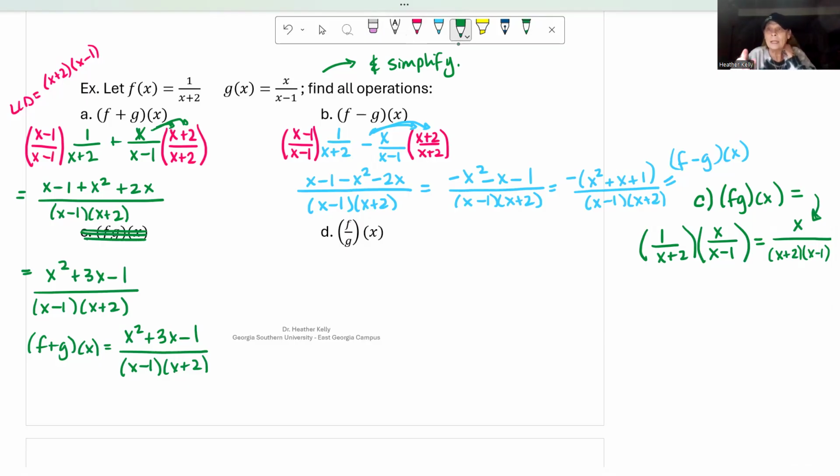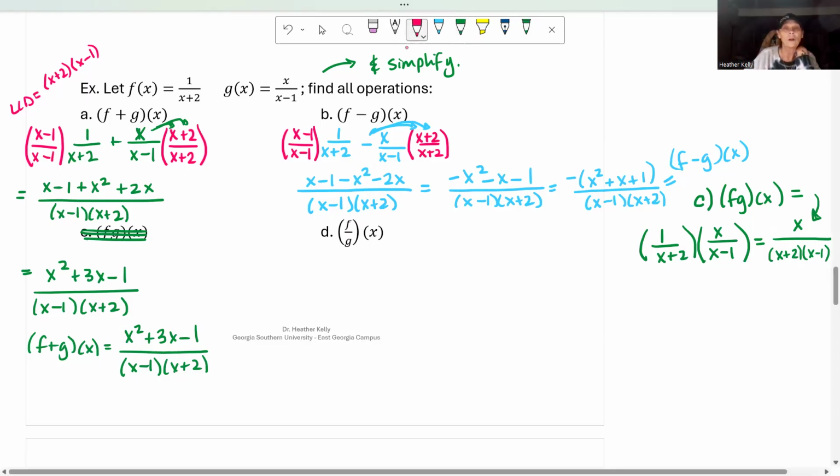Can you cancel anything here? No, you cannot, because that x stands alone in the numerator, and on the bottom, the x is connected to the 2, so you can't separate those, or the x is connected to the -1, and you can't separate those. So this is the most simplified form.